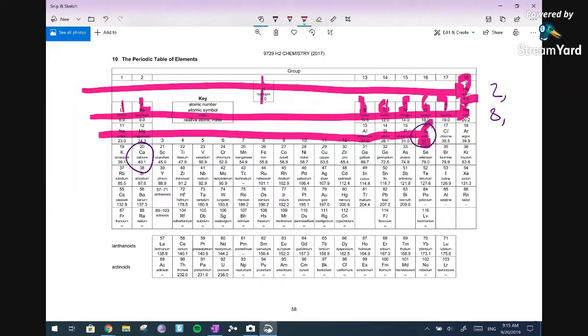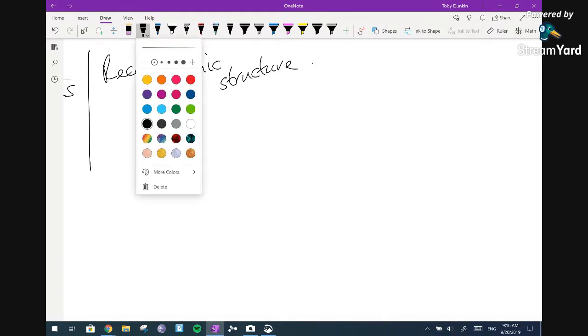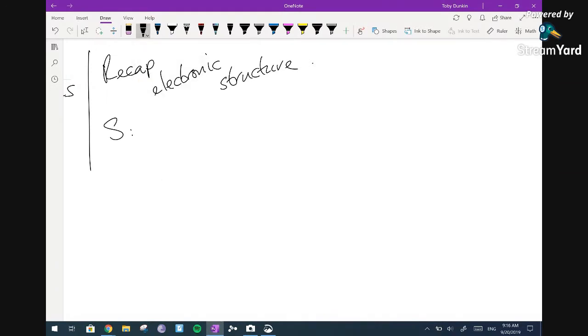So we've ended there. So our final electronic configuration, it's all about being able to read this table. So our final configuration for sulfur, if I go back to my notes, so sulfur has a configuration of 2, 8, 6.